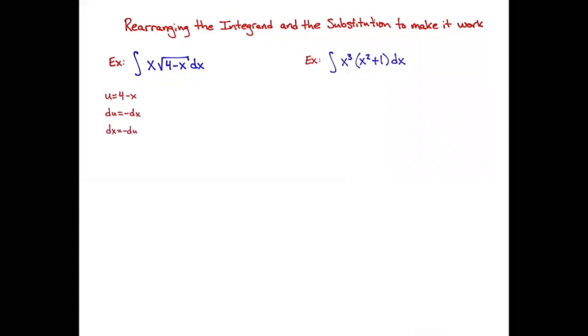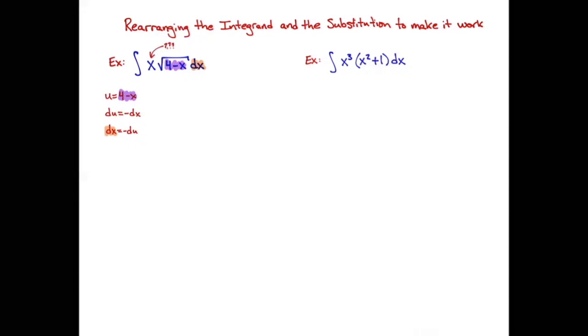And at this point, I say, okay, am I ready to sub? That 4 minus x is going to replace the 4 minus x. The dx is going to replace the dx. And then I say, oh, I'm not ready to replace yet, because what do I do with this x?